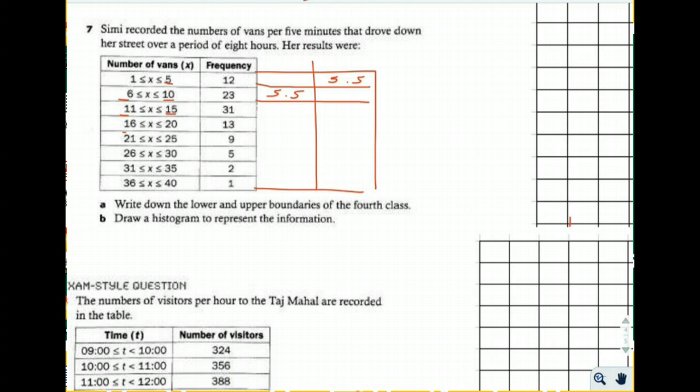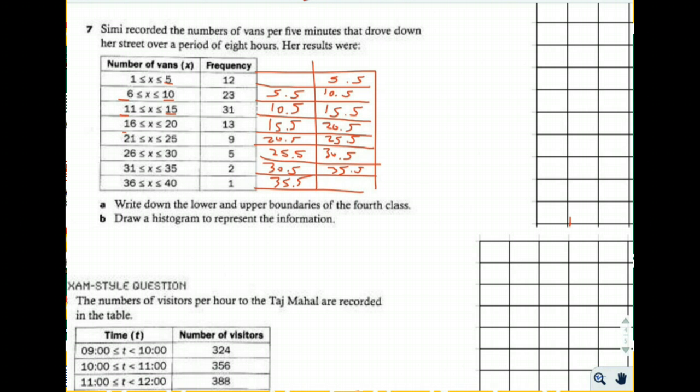The 10 is, you're going to have to put a number that's halfway between the 10 and 11, so that would be 10.5. For 15, you have to put a number halfway between 15 and 16, so that would be 15.5. Halfway between 20 and 21 would be 20.5. Halfway between 25 and 26 would be 25.5. Halfway between 30 and 31 would be 30.5. Halfway between 35 and 36 would be 35.5.